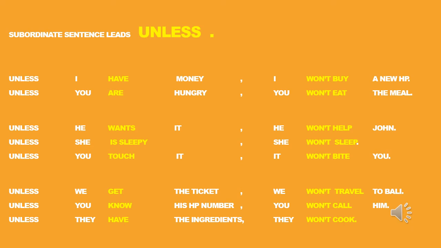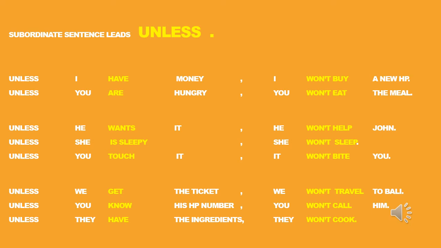The difference is the subordinate clause. The baby clause, or the baby sentence, leads in the first position. What is the baby sentence? The baby sentence starts from unless, the negative conjunction unless, until money, until the comma. The comma is used to show where the baby sentence ends. Then starting from I until a new handphone, it is the mother sentence.